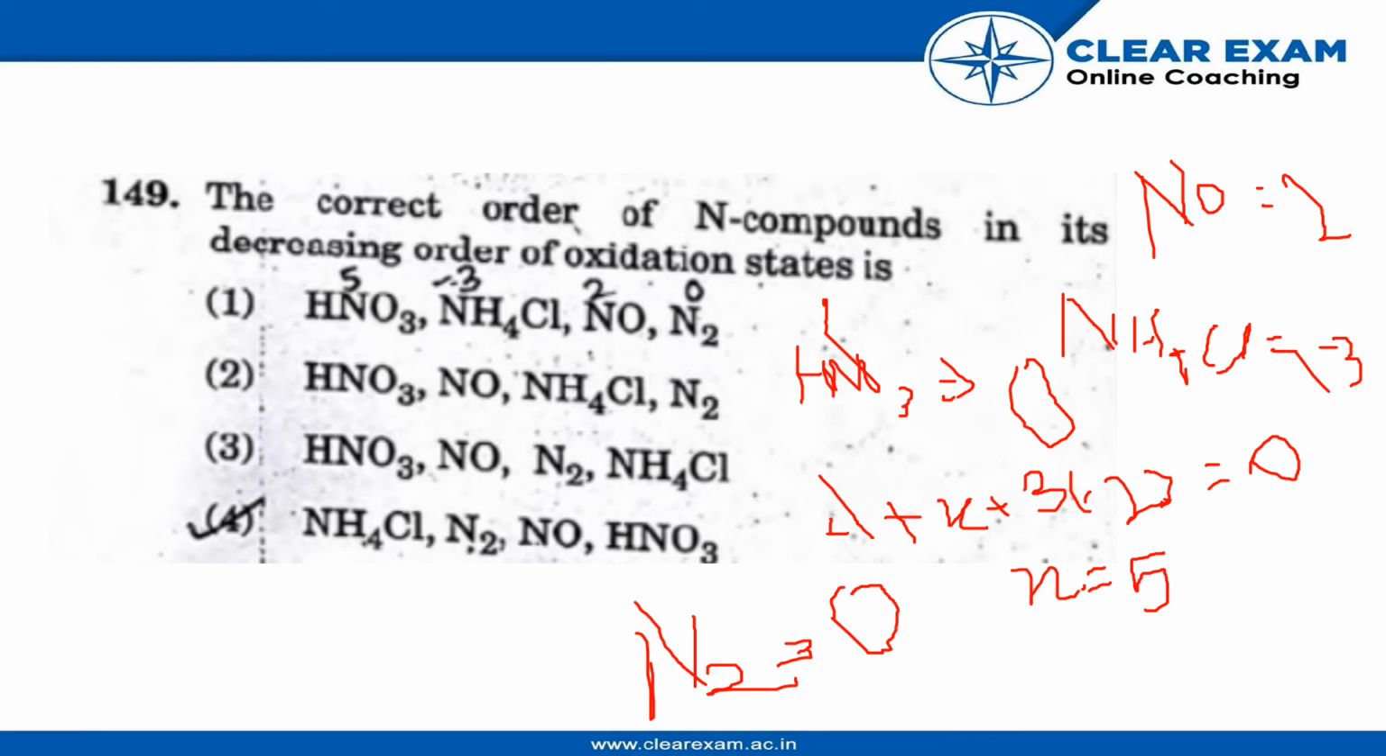Now, in order to arrange in decreasing order, first the one with the highest oxidation state will come, followed by the lower ones. Therefore the highest is in HNO3, and then it is +2, which is NO, and then it is 0, which is N2. So this is a wrong option. This is also wrong. This is also wrong. Therefore this is our correct answer.